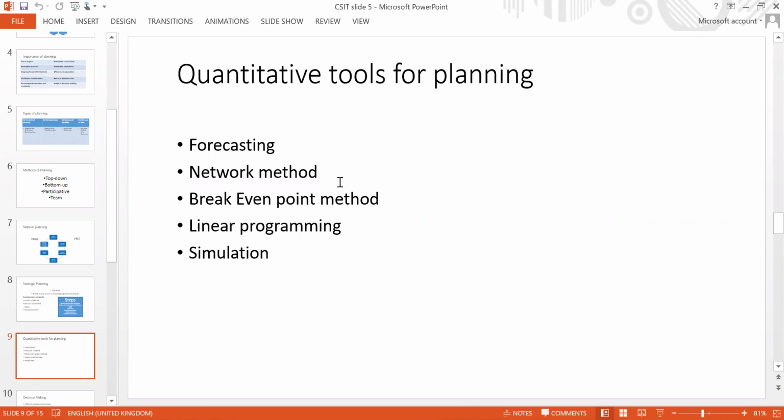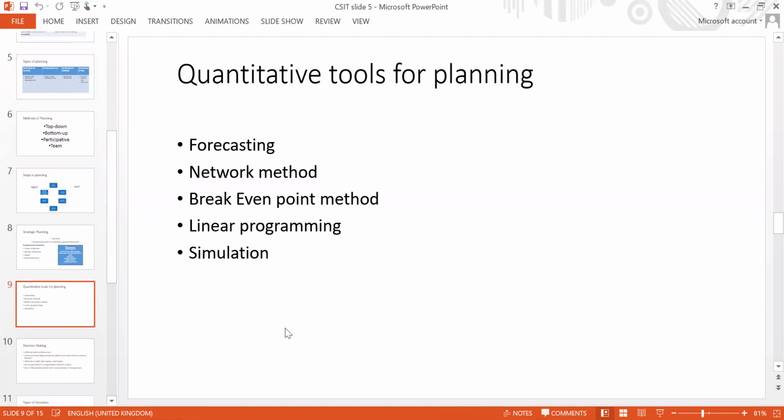Simulation is the replication of your system. You put in all the quantifiable variables, and then you replicate or reproduce your situation. You are just making a model of what you are actually doing, and then you see what will happen. So that is simulation. These are some of the quantitative tools you can use for your planning purposes.